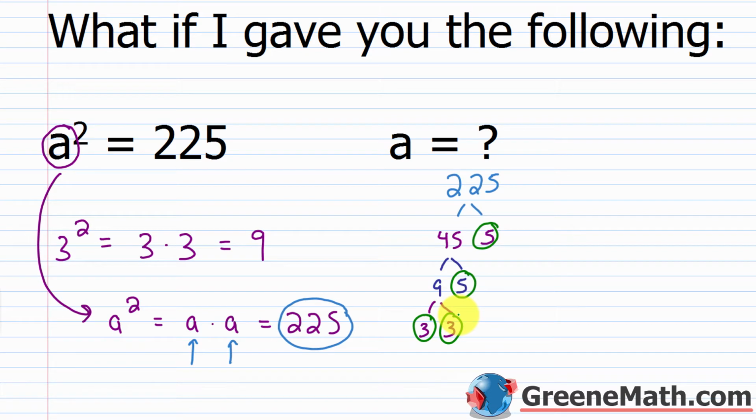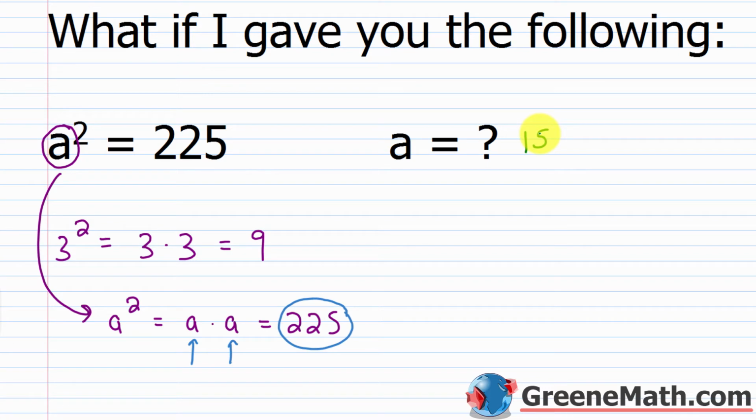And what can I see here? I have 3 times 5, or 15, and then I have 3 times 5 again, or 15. So 225 is 15 times 15. So we've found a number that when multiplied by itself is going to give us 225. So where we have a question mark here, let me erase all this, I can put a value of 15.